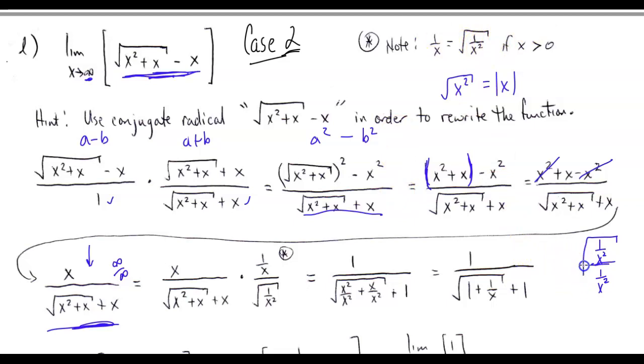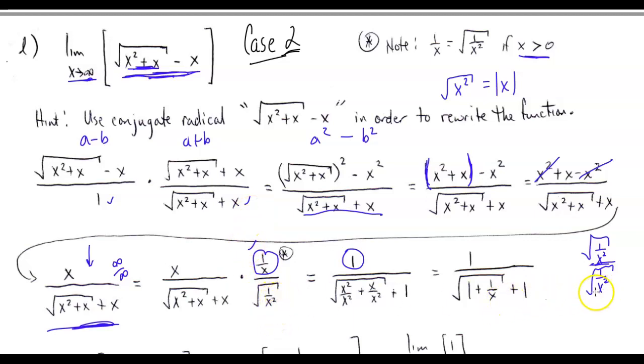So here I know that what I actually have is the square root of this over the square root of that. Now, in the numerator, I'm assuming that x is greater than zero, and because x is approaching positive infinity, I'm not considering any negative values for x anyway. So I could rewrite the square root of 1 over x squared as just 1 over x. And of course that works out nicely in the numerator to give me 1.